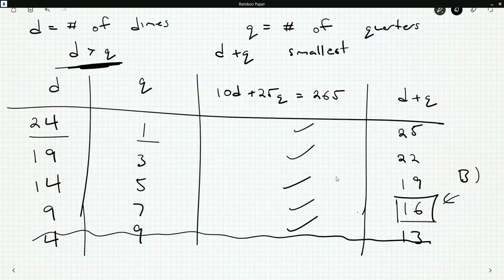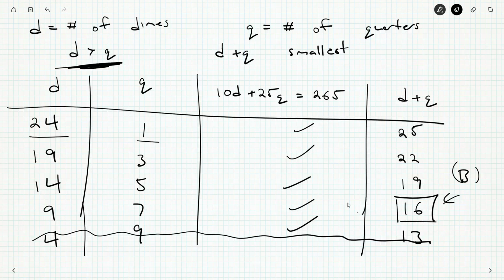That's B. Now, I did say that by realizing that we want the number of dimes and quarters to be kind of similar, you want as many quarters as possible. So knowing that we have to have dimes greater than quarters, and we want as many quarters as possible, then we should have dimes be about equal to quarters. And if we actually go back and look at the chart, where dimes and quarters were closest actually was the answer. 9 dimes, 7 quarters.